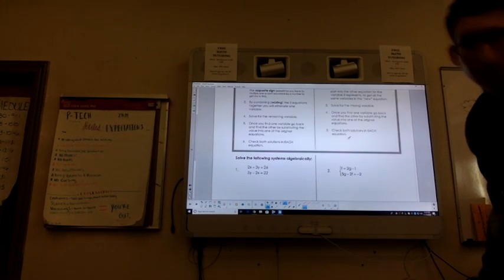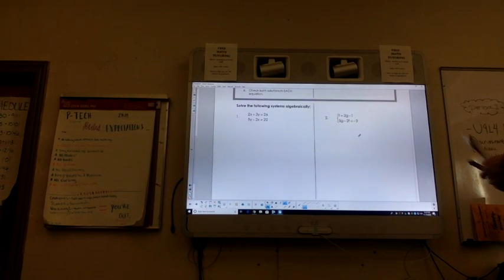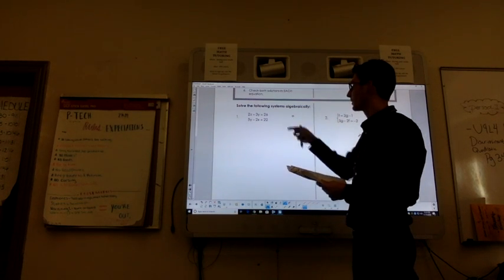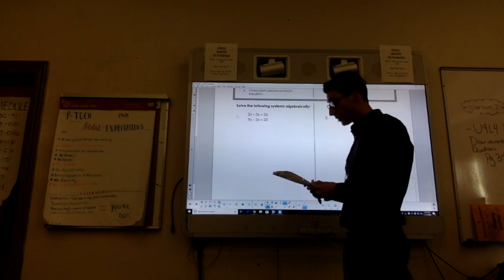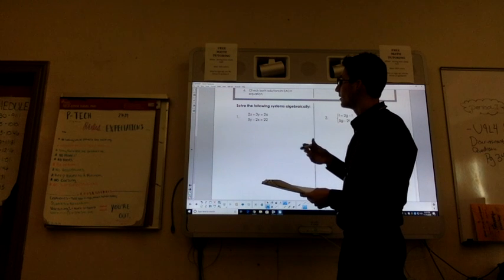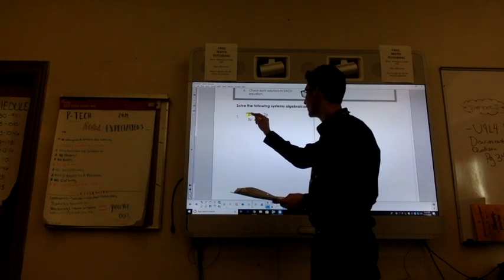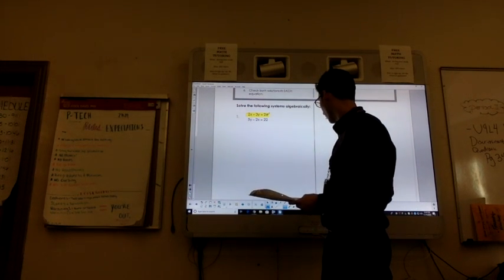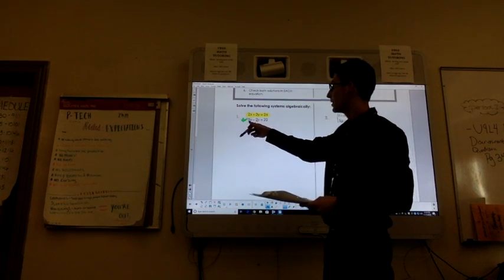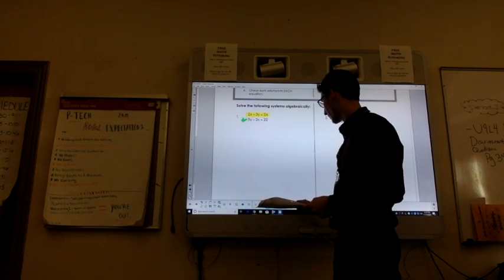So, number 1, solve the following systems algebraically. We're going to use the elimination method in this case because that's the one we just learned. The first step is to get into Ax plus By equals C form. As you can see, this one is already in Ax plus By form, so that's good. But this one is not. This is By minus Ax, so I'm going to have to switch this one around so that the x comes first.